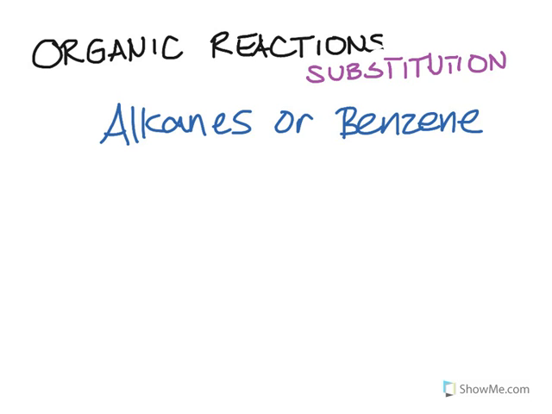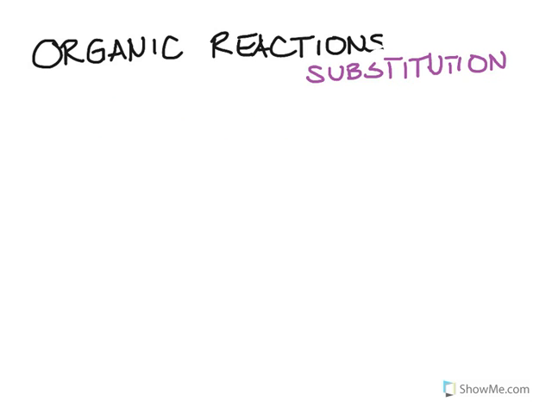Note that what happens in substitution is that a hydrogen is replaced, and in this case we're going to replace it with a halogen, so the whole molecule becomes an alkyl halide. So we'll first focus on long chain alkanes, and then we'll take a look at an example where we have a benzene structure, with one of the hydrogens being substituted with a halogen.